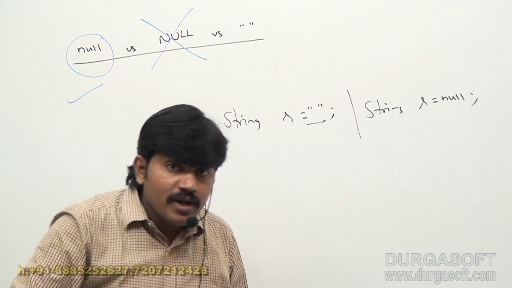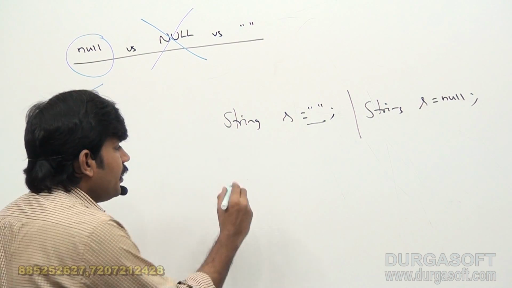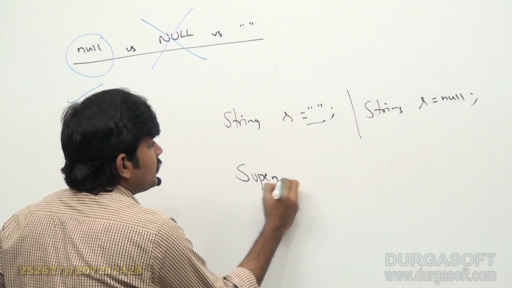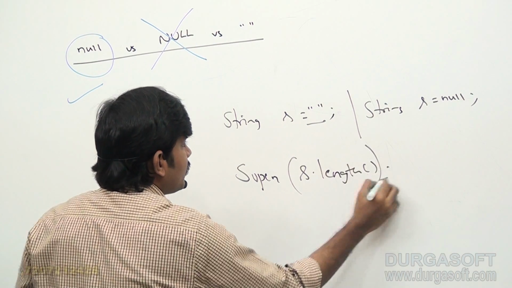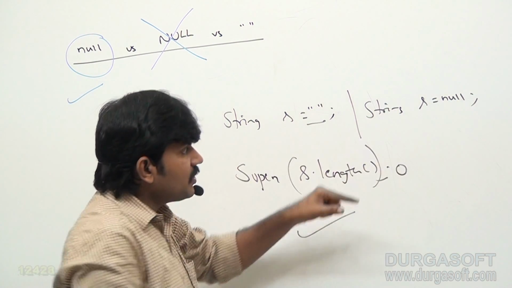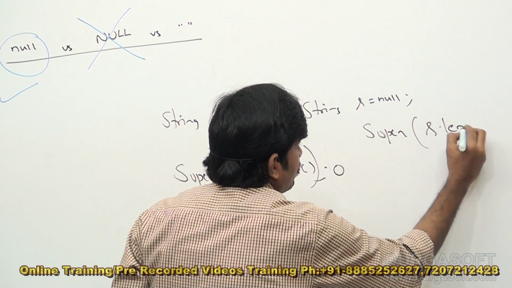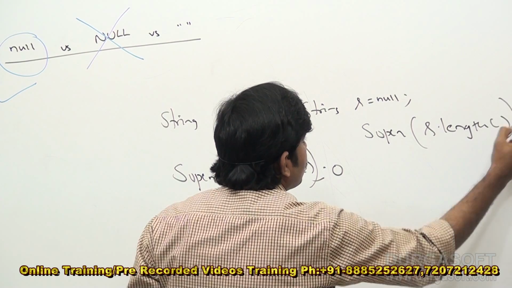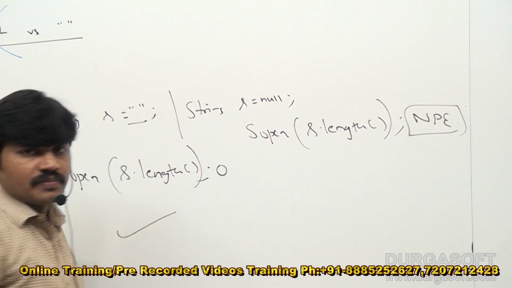But how many characters are there in that? Nothing but 0. That's why if I print System.out.println(s.length()), in this case 0 is the answer. But if I ask the same thing here, System.out.println(s.length()), immediately you are going to get a NullPointerException. Are you getting?